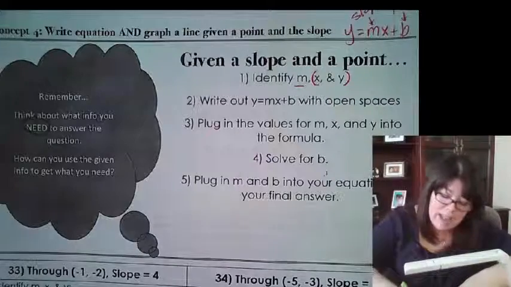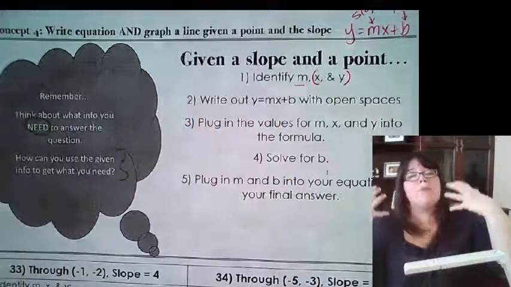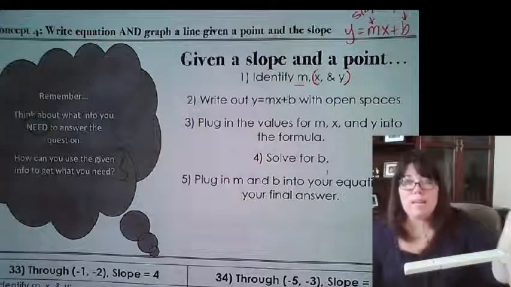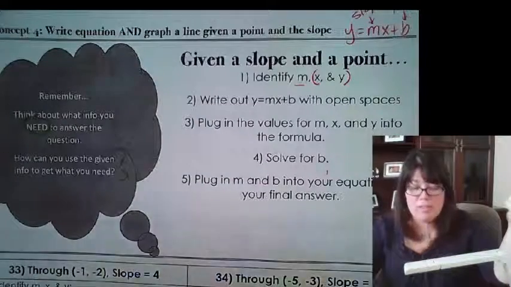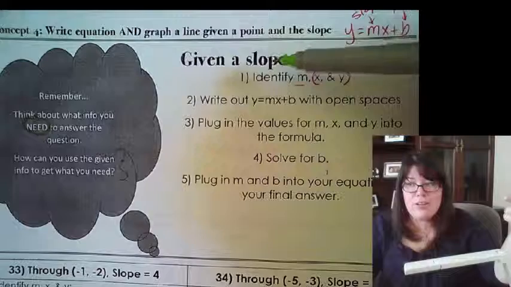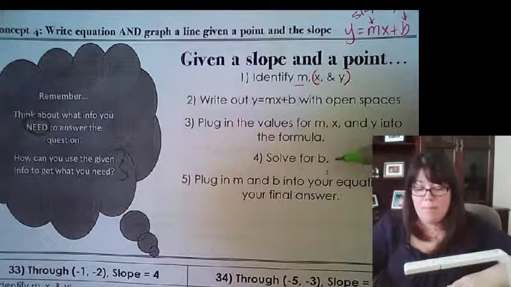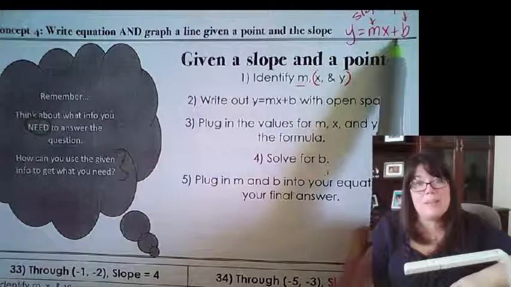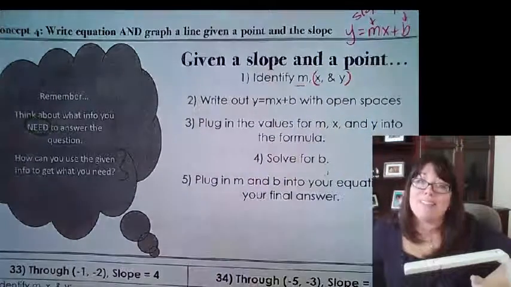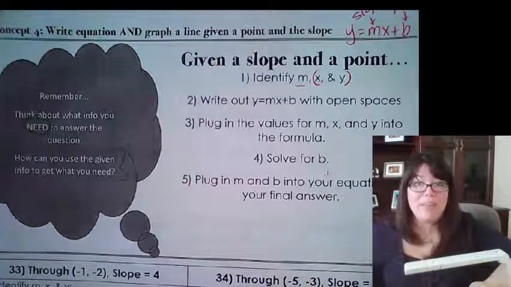Then you're going to look to see how can I use the pieces of information that they gave to me to find what I need. Well, I need slope. They gave me slope. Good. I need y-intercept. I don't have it, but I can solve for it using my formula y equals mx plus b. So let's take a look at what that's going to look like by doing some examples together.